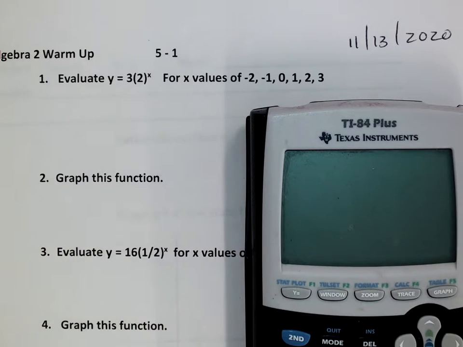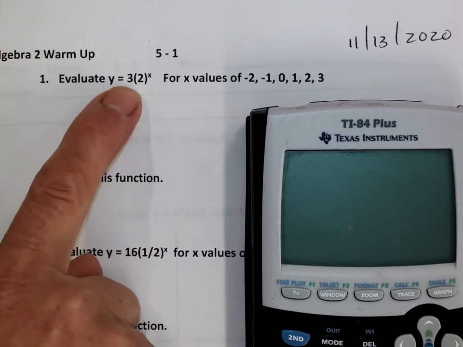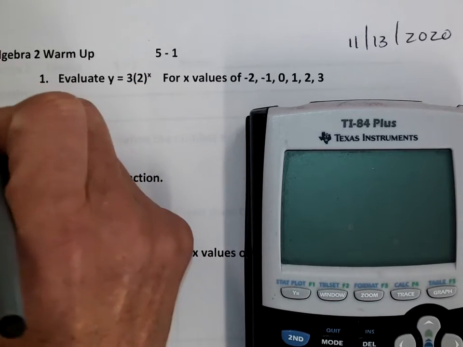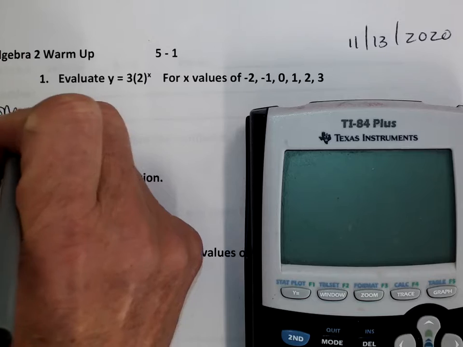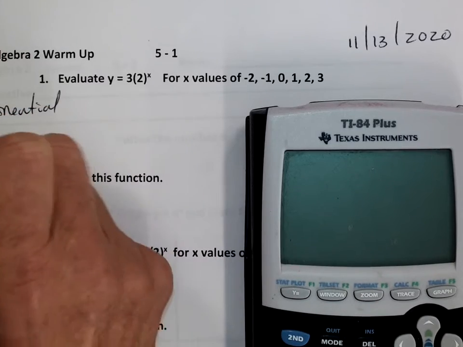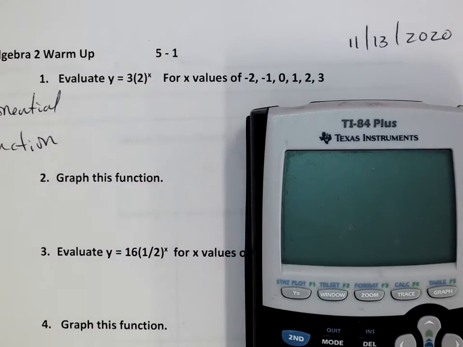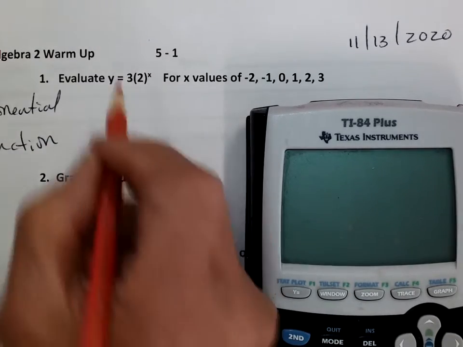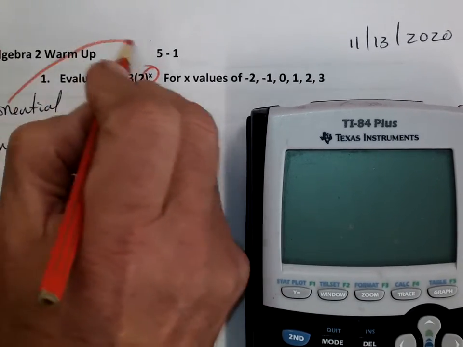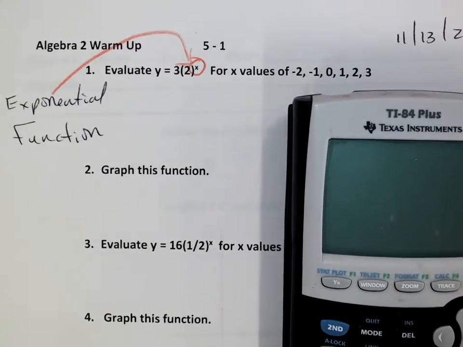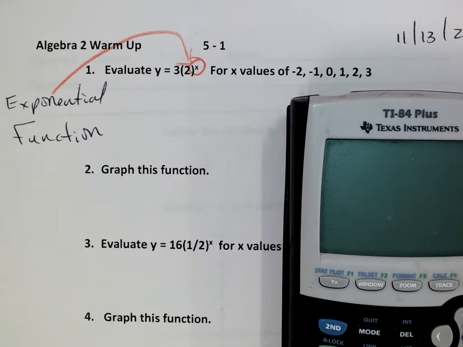So, real quickly, I've got y equals 3 times 2 to the x. This is an exponential function, okay? And it's called an exponential function because the exponent is the x. So what I want to do is evaluate it because I really want to take a look at the graph. So I'm going to plug in these numbers.